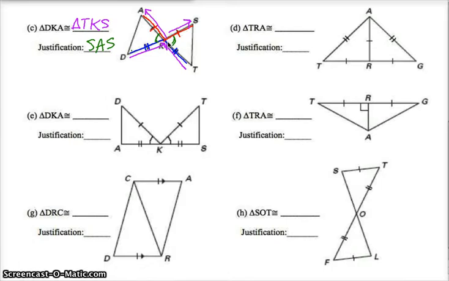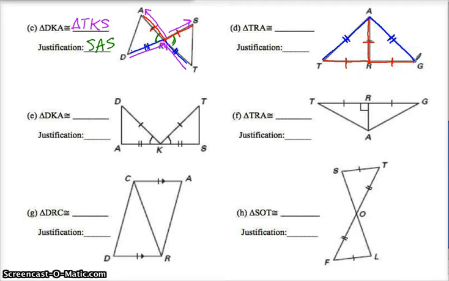Okay, so letter D. I have a single mark here for TR, a single mark here for AR, and a single mark here for RG, which means all three of these pieces are congruent to each other. Then if I look at TA, that's a double mark here, and AG, that's a double mark here. So what do we have? We have an isosceles triangle TRA, and an isosceles triangle ARG.